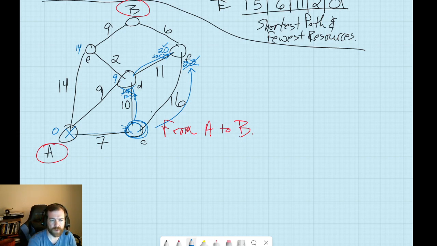Now that both of the paths from C have been debunked, essentially, like we can't go ACD because we could just go AD for cheaper. And we won't go ACF because we could just go ADF for cheaper. So C is out. We have no more connections.